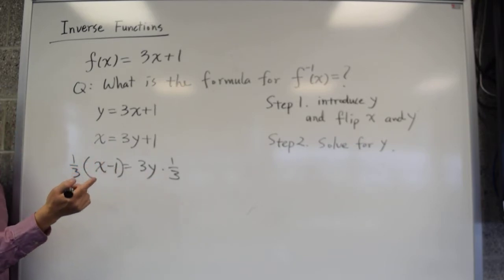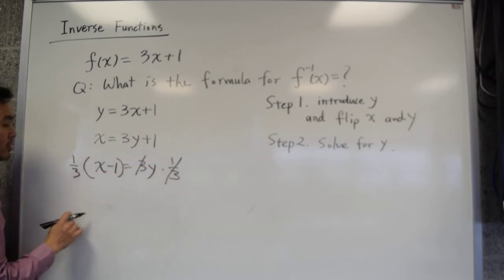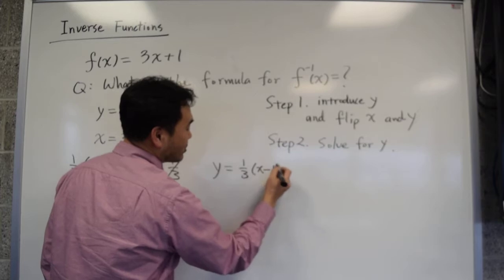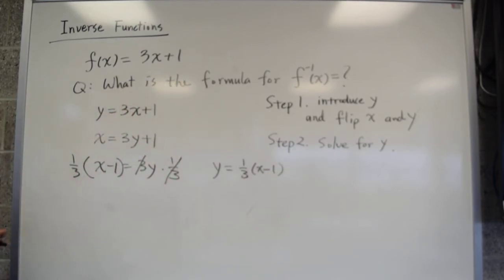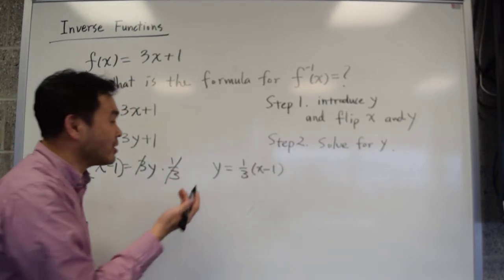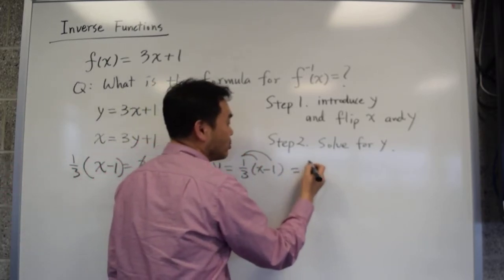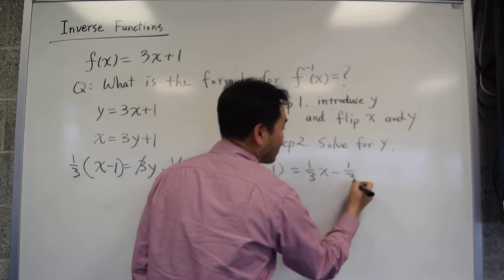1, right? Oh, yeah. Sorry, 3 divided by 3 is 1, right? So y is equal to 1/3 x minus 1. Actually, this could be a perfectly okay solution. But what I did was I multiplied this out and I got 1/3 of x minus 1/3.